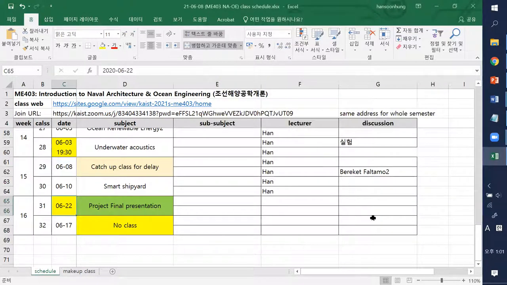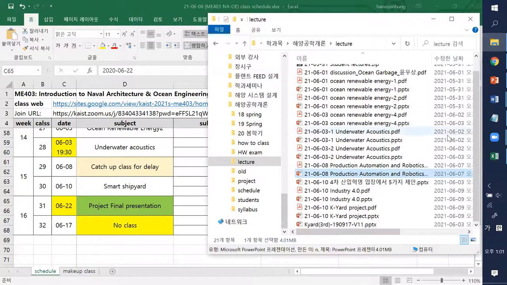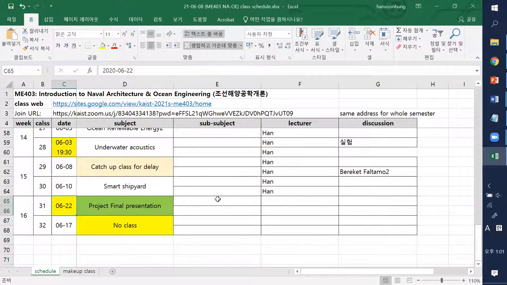So this is the schedule. Today I will talk about smart shipyard. And also I need to finish up the slide which was not covered on Tuesday, about production automation and robotics. Then we choose which one to cover, KAIST or Industry 4.0, because we may not have enough time. And next week, there will be no class.